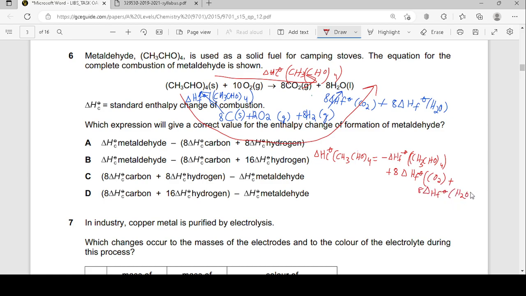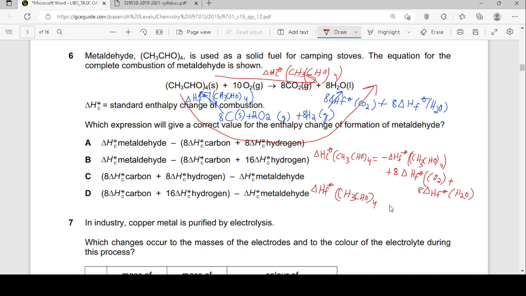So now, since I want the enthalpy change of formation of the metaldehyde, I'm going to shift this to the right-hand side, or, in more correct mathematical language, I'm basically adding this thing to both sides, right? So it cancels out on this side, it goes minus and plus, so zero. Anyways, this is just math.